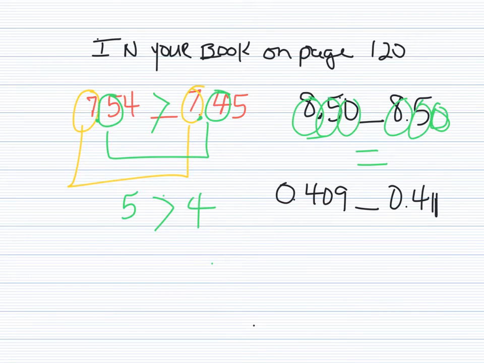Okay, and we can look at this as we got the 4s are the same. The next number over is a 0 and a 1. Let me write the 1 in here so we can really see that that's a 1. Well, we can stop right there because we know that 1 is greater than 0. So we would put 0.409 is less than 0.411.